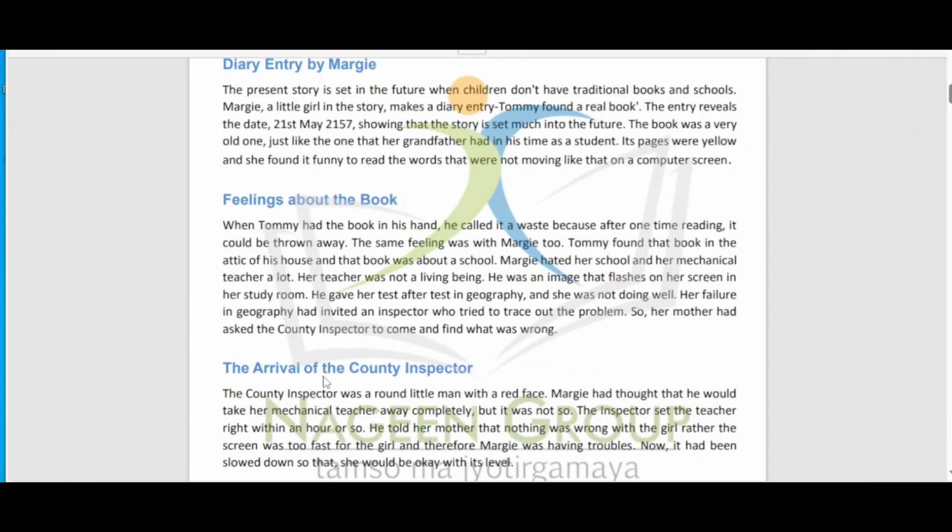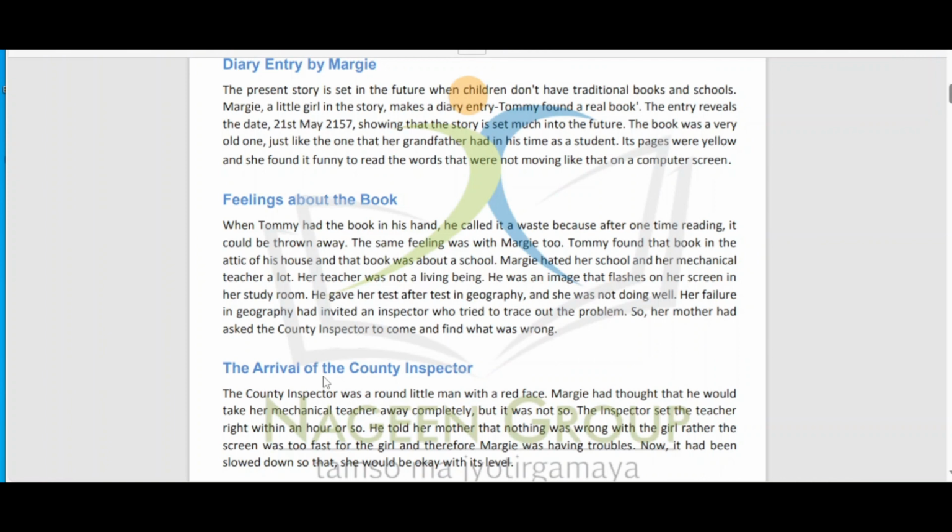Yes, of course, it can be. Like if we purchase any particular magazine, any particular book to read, and once we read it, we usually throw it away. So the same feeling Tommy had. It was just a waste of papers. Because after one time reading, one can throw it away. The same feeling was with Margie too. Margie also felt the same thing, what a waste.